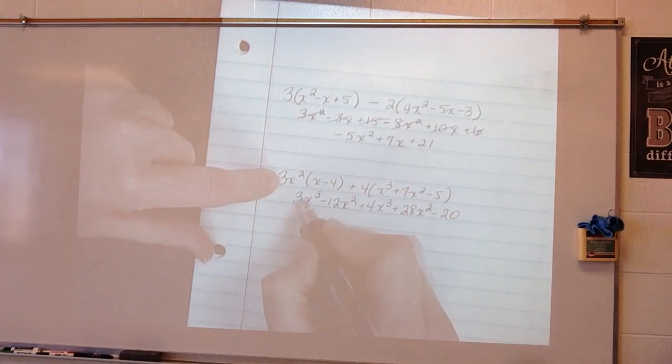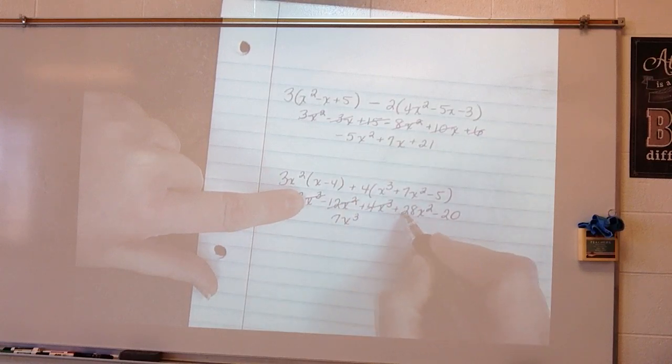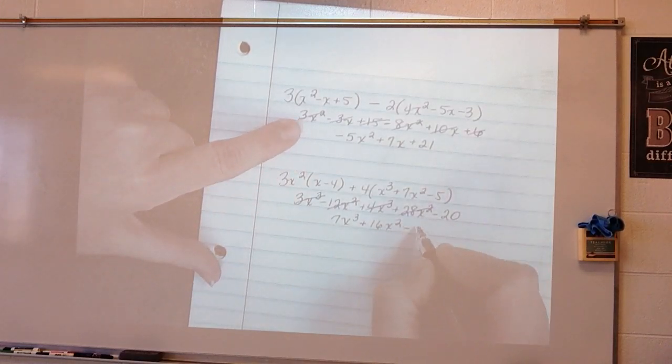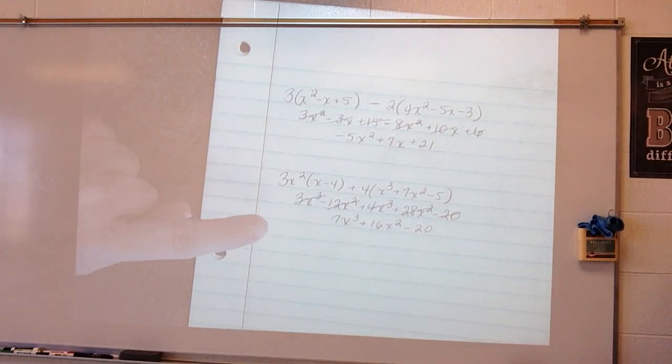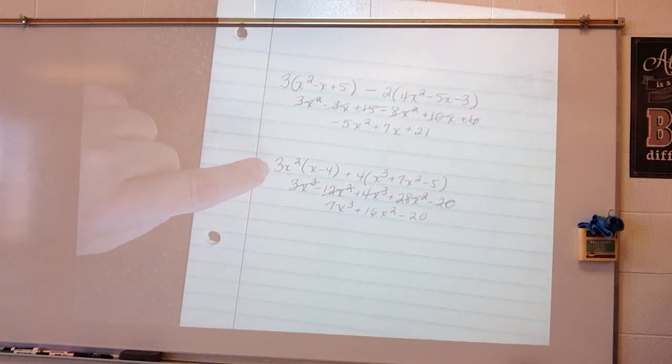Combine your like terms. 3x cubed and 4x cubed is 7x cubed. Negative 12x squared and 28x squared would give me a positive 16x squared. And then I have minus 20. Notice that I cross mine out as I go, simply because that helps me keep track of what I've used and what I have not used.